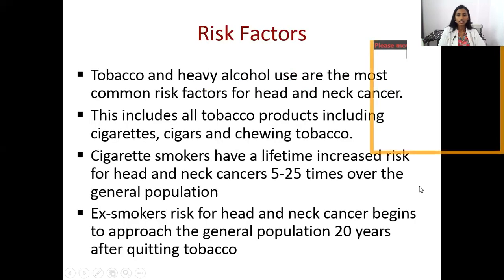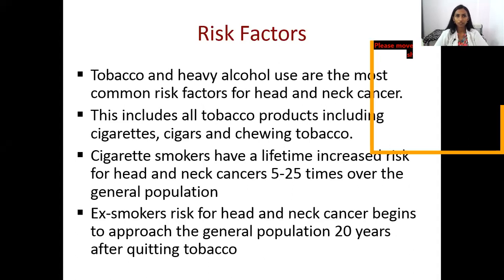So the risk factors would be tobacco and heavy alcohol use, which are the most common risk factors for head and neck cancers. This includes all tobacco products, including cigarettes, cigars, chewing tobacco, and everything. Cigarette smokers have a lifetime increased risk for head and neck cancers, like 5 to 25 times over the general population. Ex-smokers' risk for head and neck cancer begins to approach the general population 20 years after quitting tobacco.